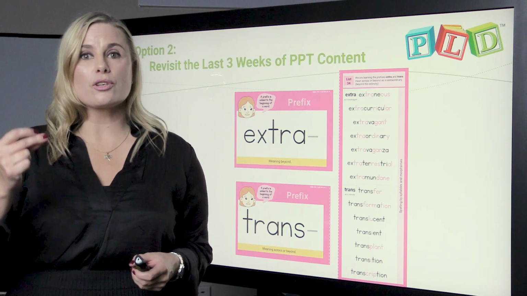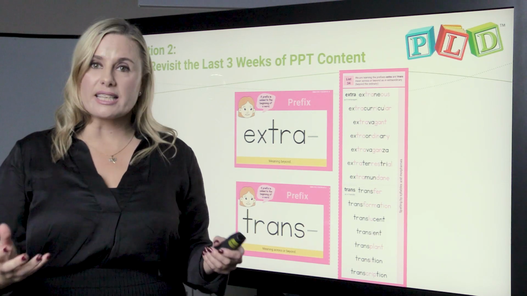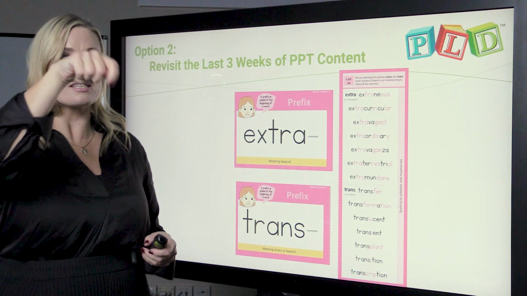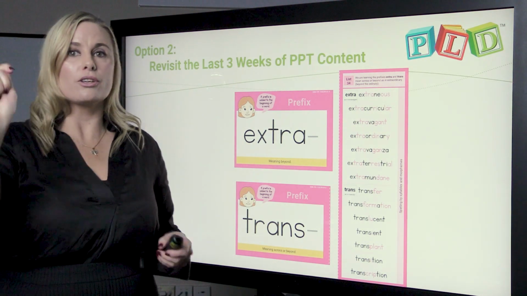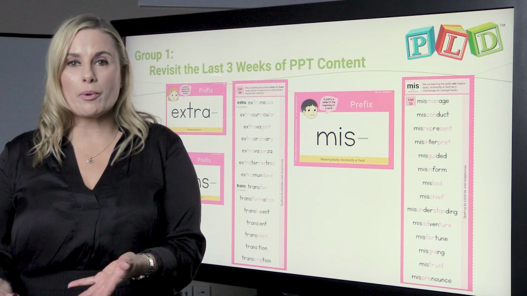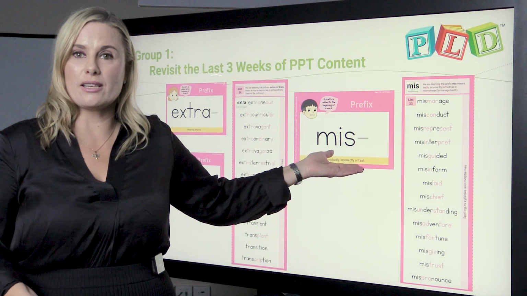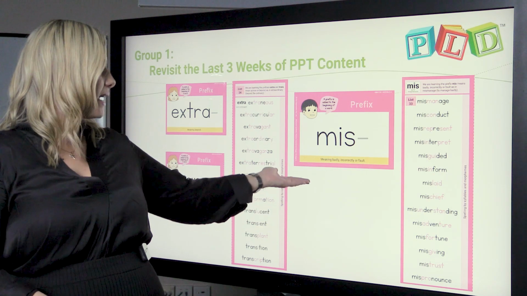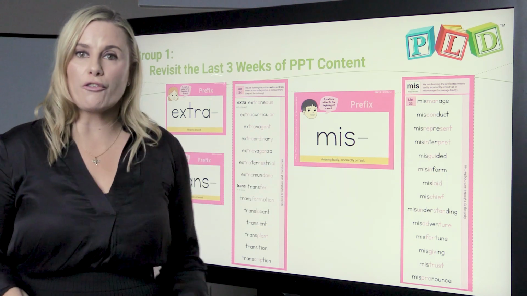What are my syllables? Transplant. Let's check our spelling. Transplant. Check. Great. Group 3, we've also been looking at the prefix miss. What does the prefix miss mean? Well, it means badly, incorrectly, or at fault.